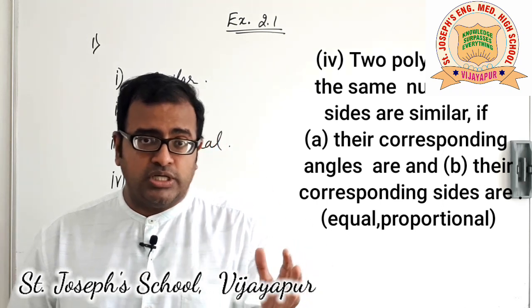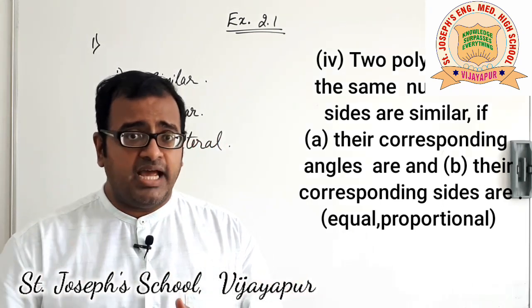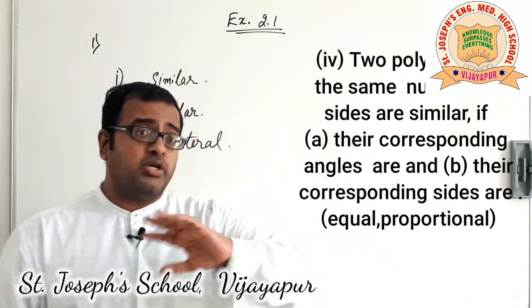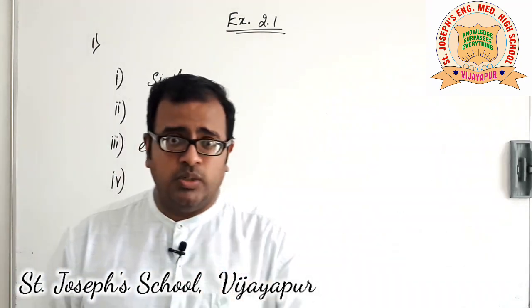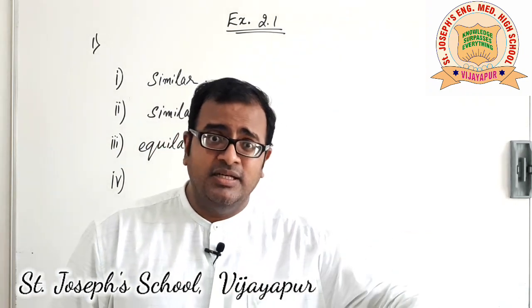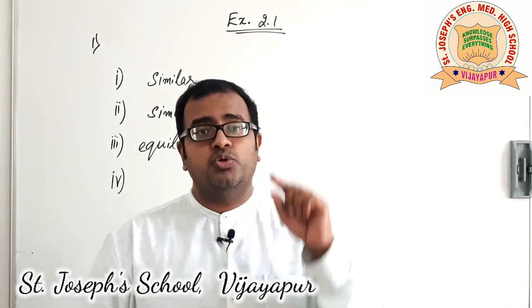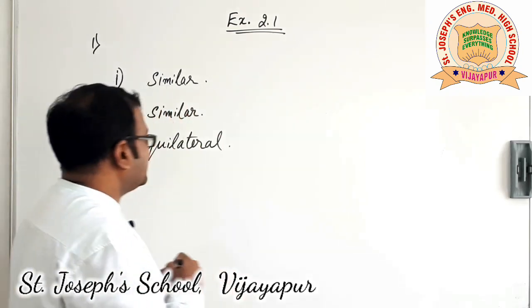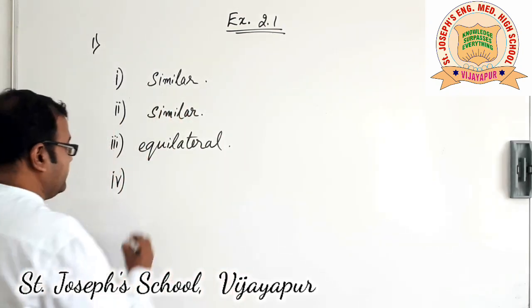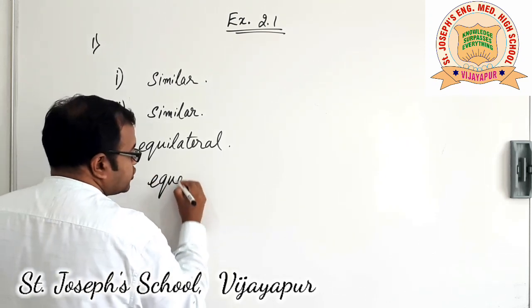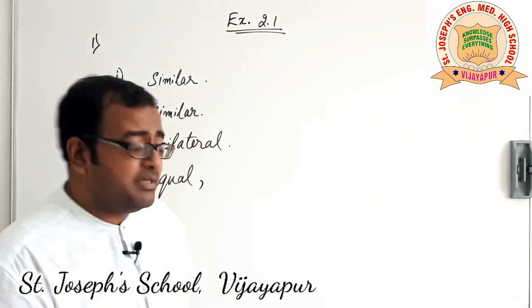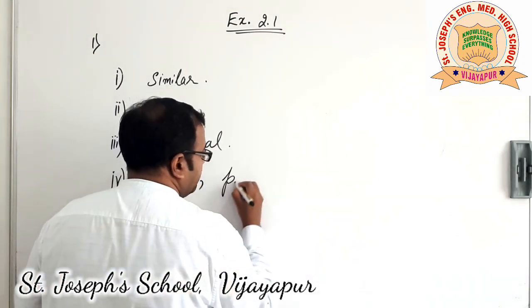Fourth sub question says that two polygons of the same number of sides are similar under conditions A and B. Two conditions. Corresponding angles are dash and their corresponding sides are dash. See, the corresponding angles must be equal and the corresponding sides need not be equal, but they need to be proportional because the scale factor has to be the same. So we can say that the first blank can be filled with equal, which we are talking about the angles. And when we come to the sides, they must be proportional.